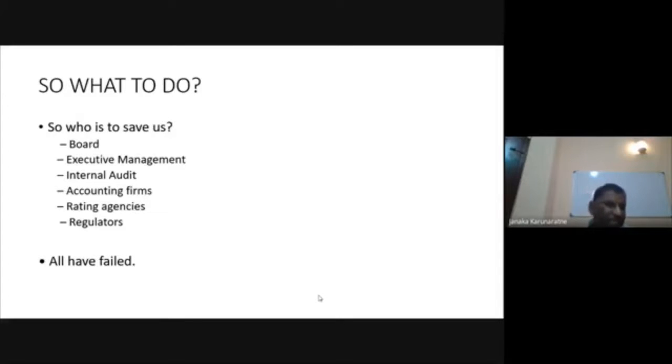Okay. But if you look at these examples, one can argue none of them have done their job. Okay. So is it the board's responsibility to ensure the governance framework is in place? Is it the executive management's responsibility? Or is it the internal audit, who need to ensure through the audit process that things are in place in the right way? Are the accounting firms responsible? The rating agencies, have they looked at these facts before giving any rating? The regulators, for example in the case of banks, have they looked into the bank's problems, identified the risk and taken measures?